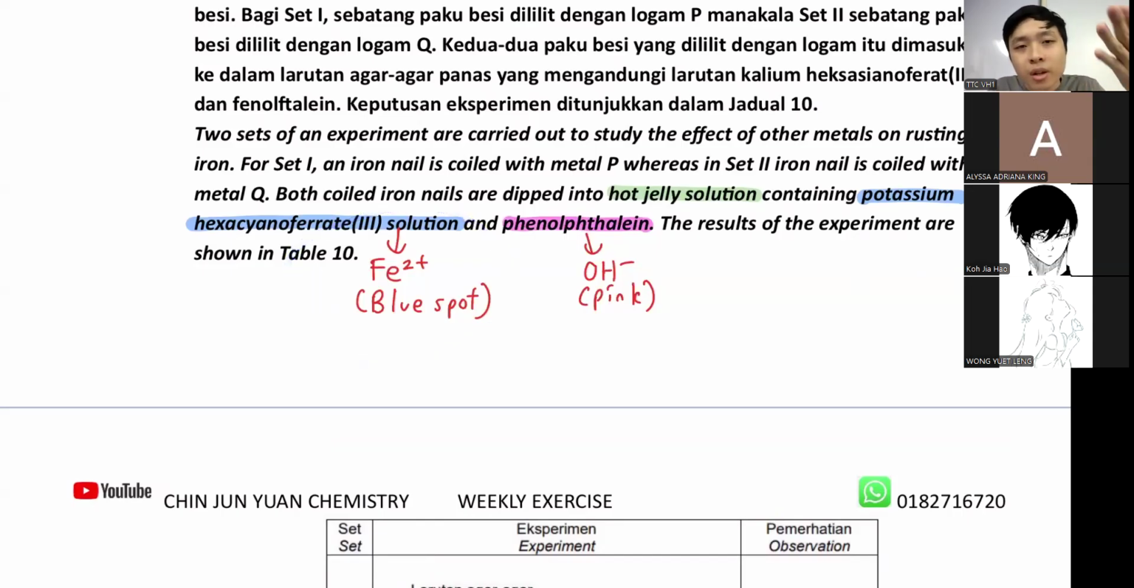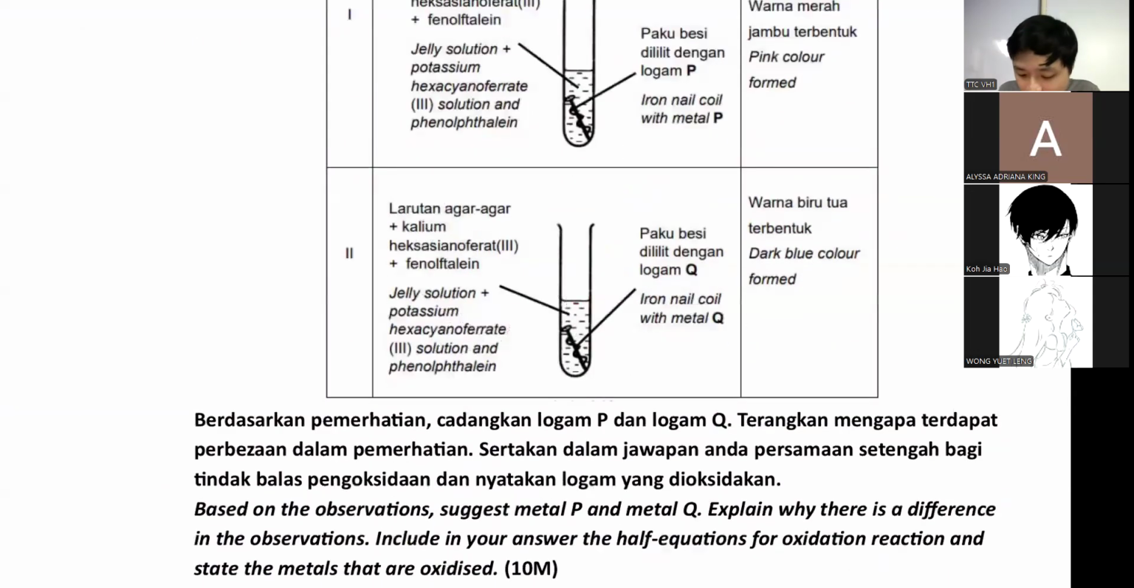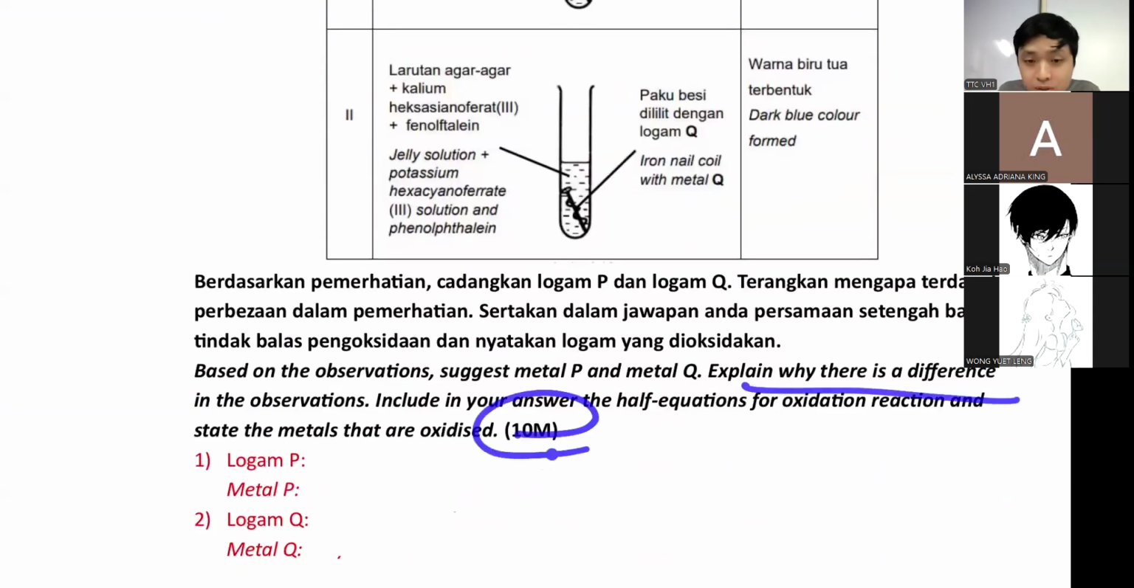How do we get Fe2 plus? When the iron has rusted, the Fe rusted becomes Fe2 plus, then you know the iron has rusted. If you got a blue spot coming up, okay, pink spot, then no rust. So obviously, they tell you the result, and they ask you to suggest the metal, and explain, 10 marks.